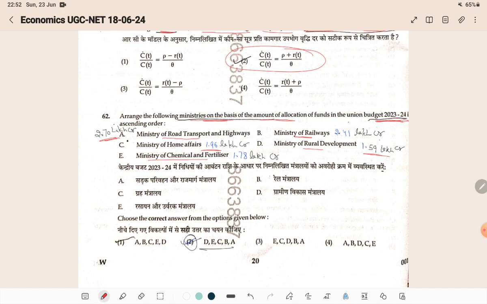So highest is the 2.70, Ministry of Road Transport, and we want ascending order. So highest A will be the first one, so A, and next will be the B, A, B, and after that one A, B, C. So first will be the right option here, A, B, C, E, D.